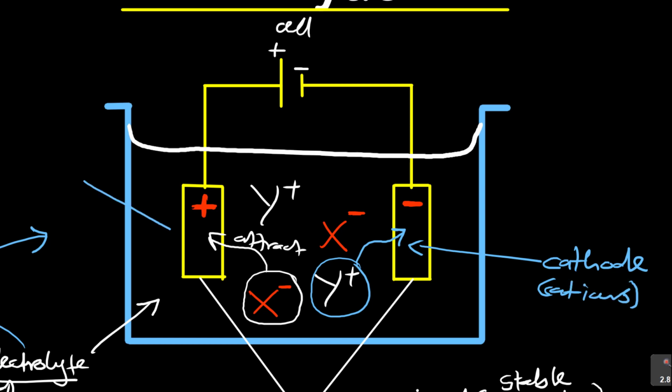And what do we call this electrode? We call it the anode. Why? Because it is attracting the anions.